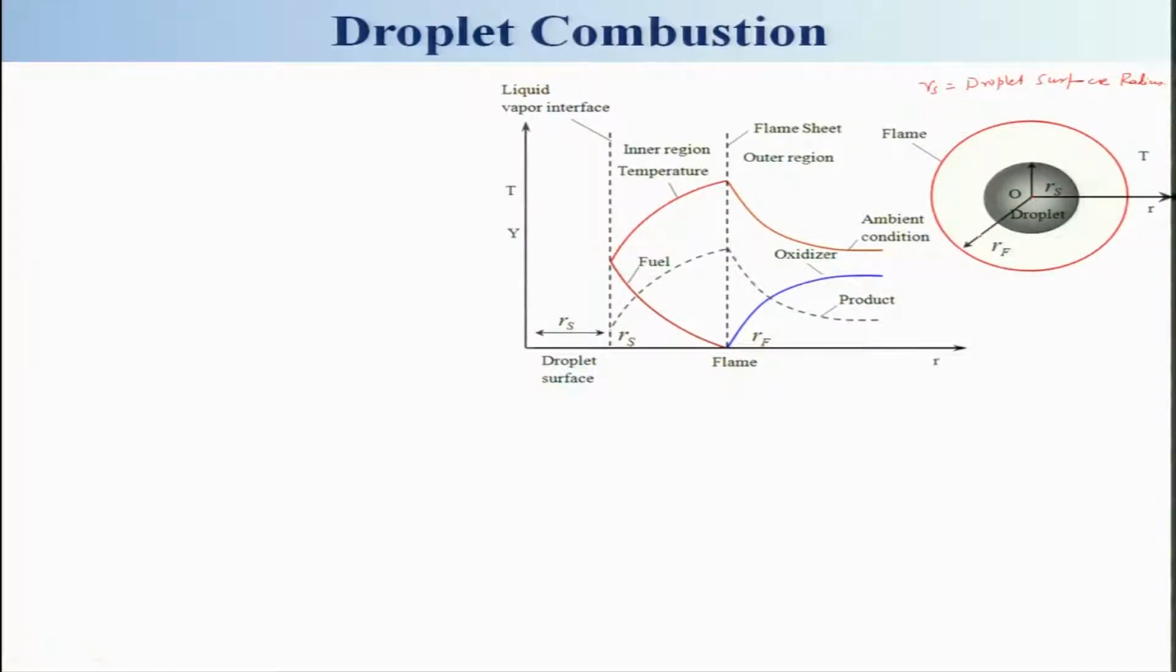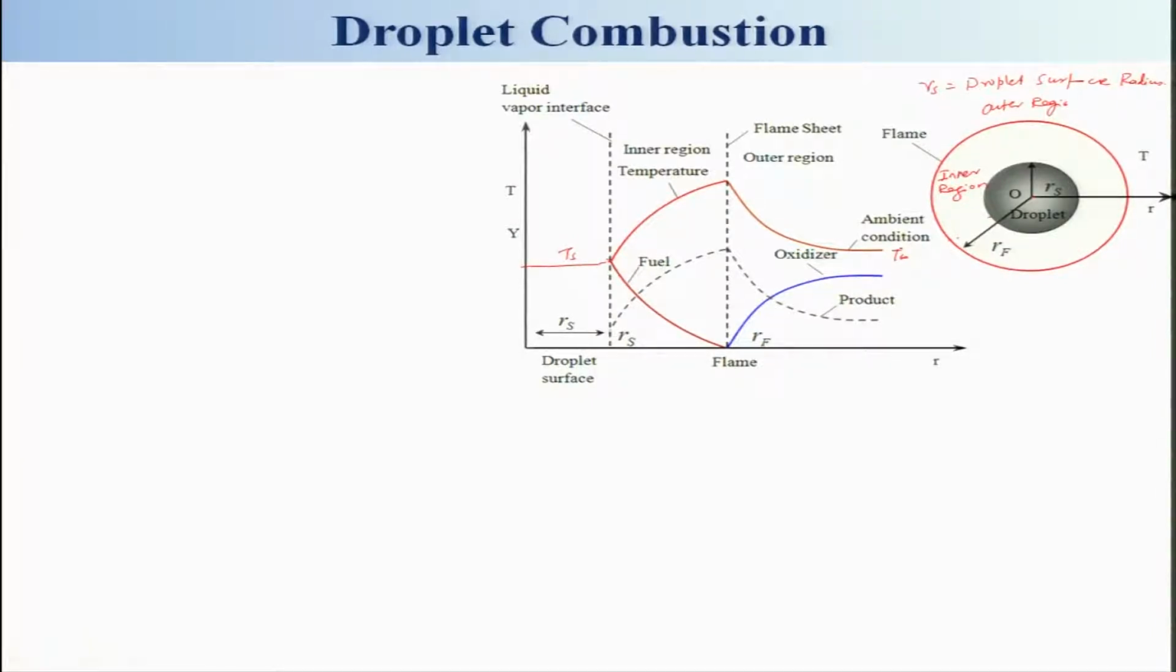And if you look region-wise, there will be an inner region, right, in this portion, this is your inner region, and the outer region will be here. So, in a region what will be happening? If you look at temperature, of course, from the surface temperature T_s, it will be increasing to the flame temperature, and then after that it will be decreasing, and this will be T infinity, right, ambient conditions.